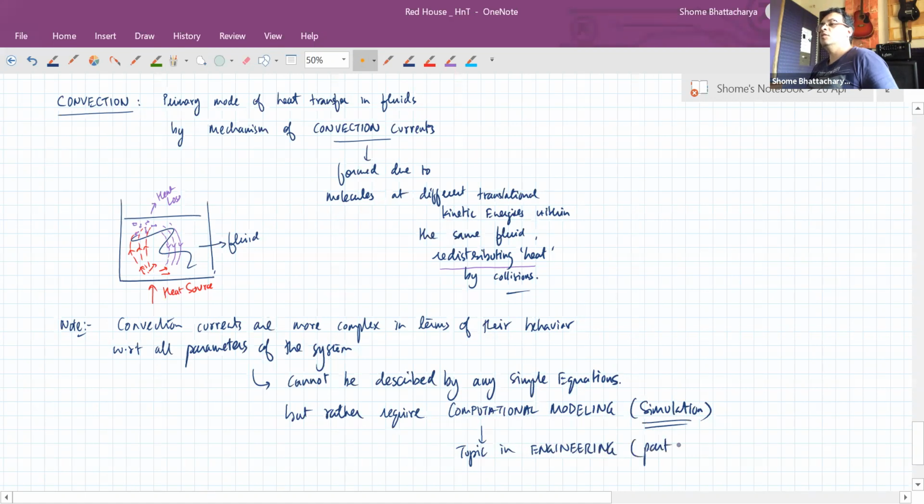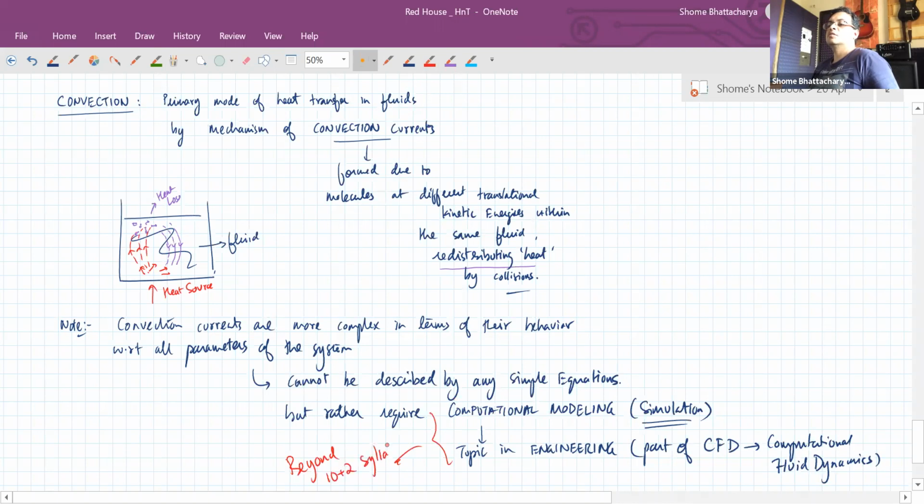It is part of something called computational fluid dynamics. So all that becomes outside the scope of our syllabus, beyond our 10+2 syllabus. That is why nothing really about convection is going to be asked in competitive exams.